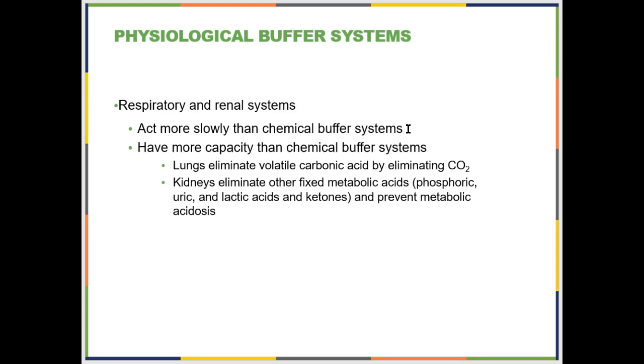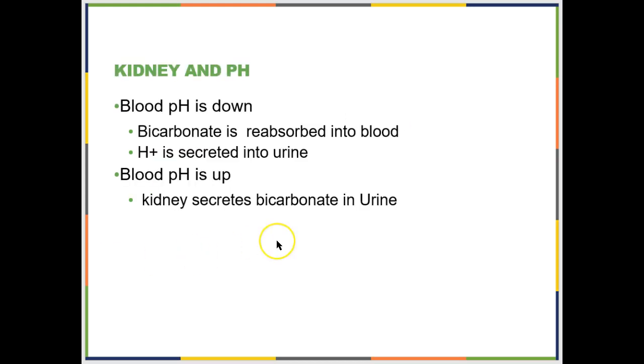But because you're breathing in and out all day, all your life, and your kidneys can pump and pump and pump hydrogen ions or bicarbonate ions, they have a larger capacity. So they kick in when your chemical buffer systems are being overwhelmed and can, over time, bring your pH back down where you want it to be.